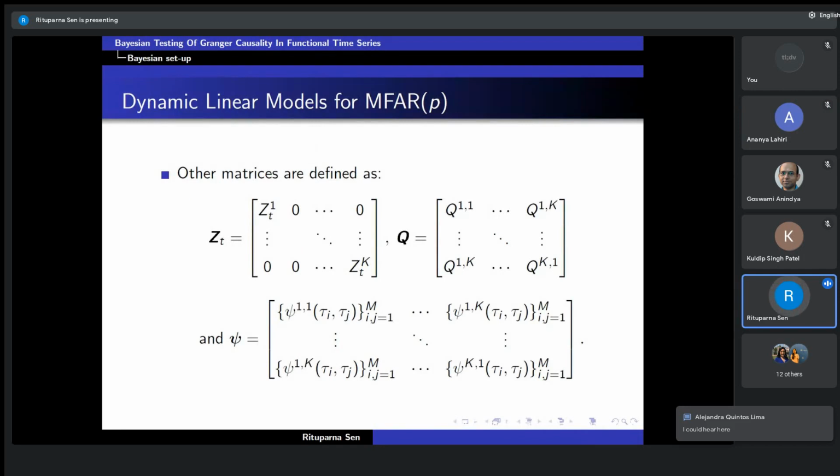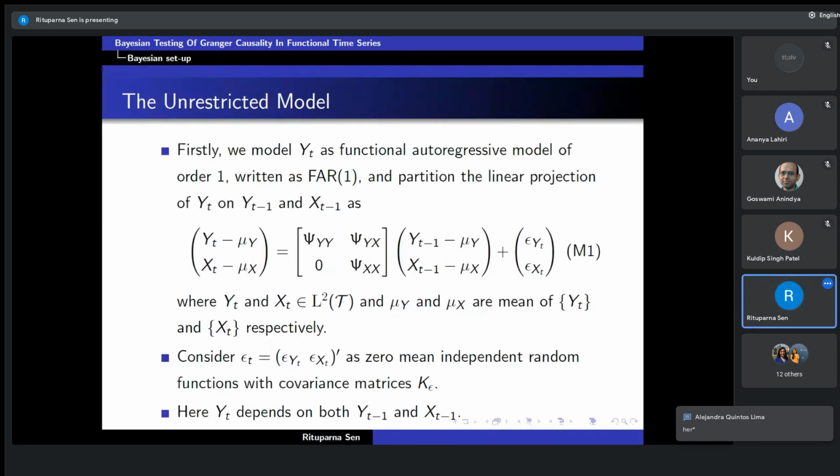Yeah, so let's not go too much into the details here. The paper is accepted and it's also on arXiv, so you can look at the mathematics there. I'll just try to give you the idea of what's going on. So we model the Y as a functional AR of order 1, and write the model as partitioning into linear projection into Y and X.